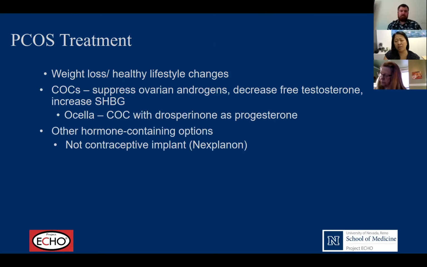You can also use other hormone-containing options. The implant in the arm is the only option that will not work for PCOS. None of the literature supports that, so therefore I don't offer it as an option for PCOS treatment.